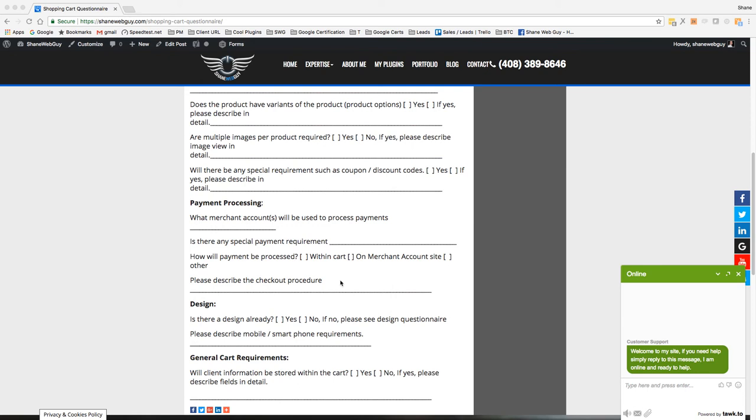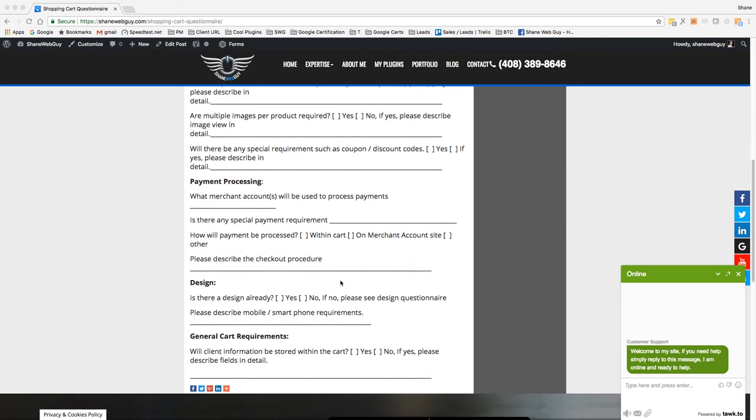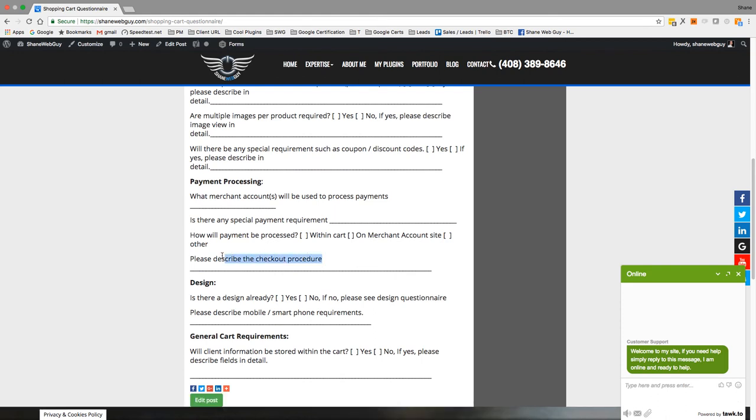PayPal will be fairly easy, but sometimes Authorize.net, not all these merchants are going to approve every client or every site. Some business models do not fall within that merchant account's sphere of what they do. Is there a design already?